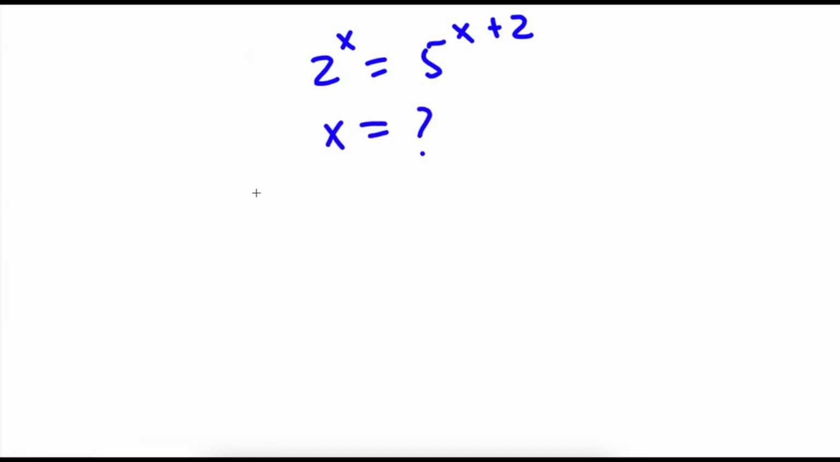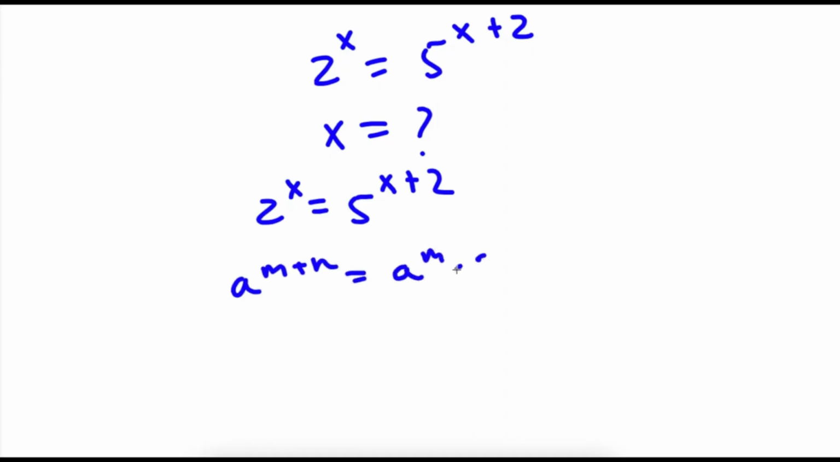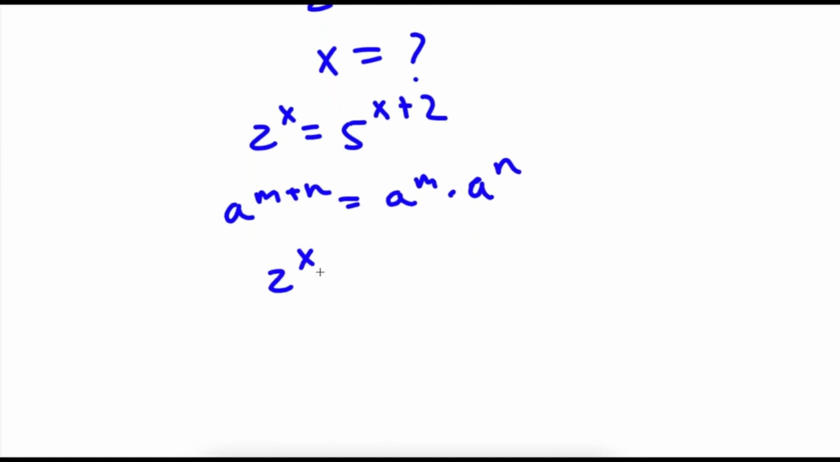Now, from our equation here, the first thing I'm going to do is, if I have something in the form a to the power of m plus n, this is equal to a to the power of m times a to the power of n. So in this case, 5 to the power of x plus 2 is going to equal 5 to the power of x times 5 to the power of 2.